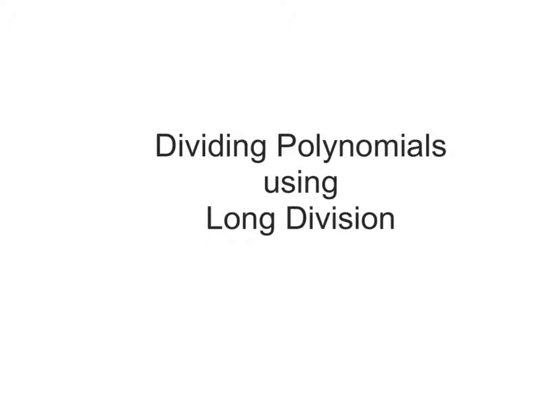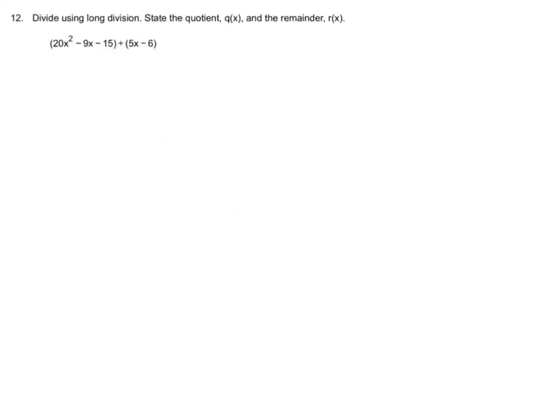Dividing polynomials using long division. Divide using long division. State the quotient Q(x) and the remainder R(x). To set up the long division problem, we'll take the divisor, 5x minus 6, draw our long division bar, and then write our dividend underneath the long division bar.